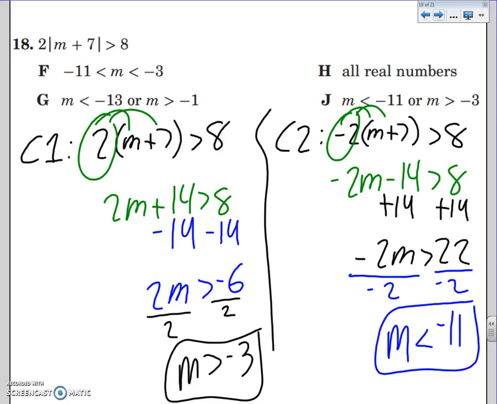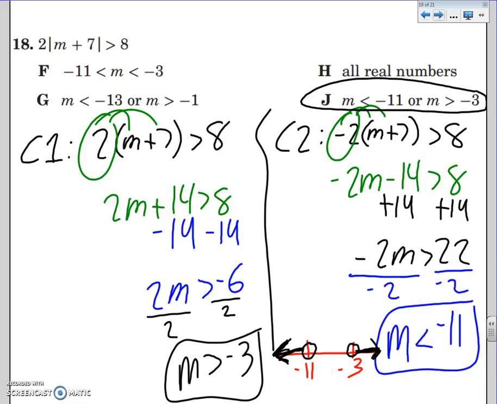So m is bigger than -3, and m is smaller than -11. Those are opposite sides. So if I graph that, let's use red. Here's -11, here's -3. It's bigger than -3, so I'm shading right. It's smaller than -11, so I'm shading left. So they're going opposite ways. This is an OR statement. This is J. Smaller than -11, greater than -3.